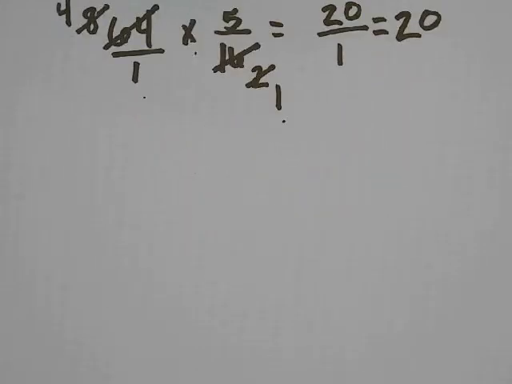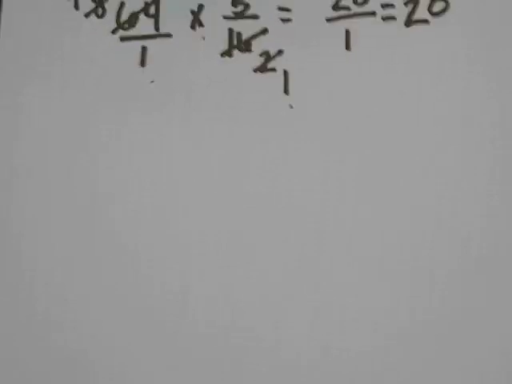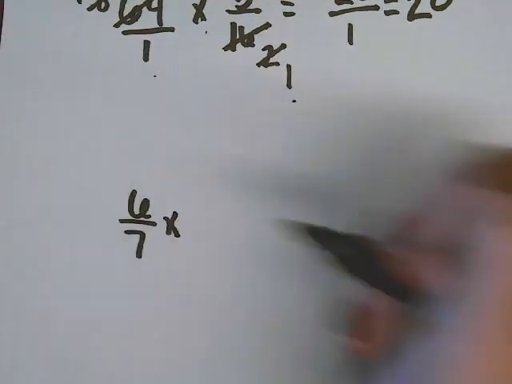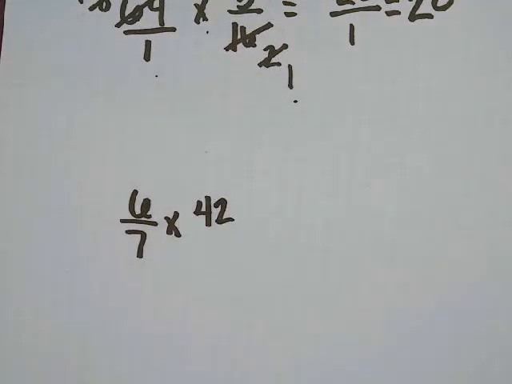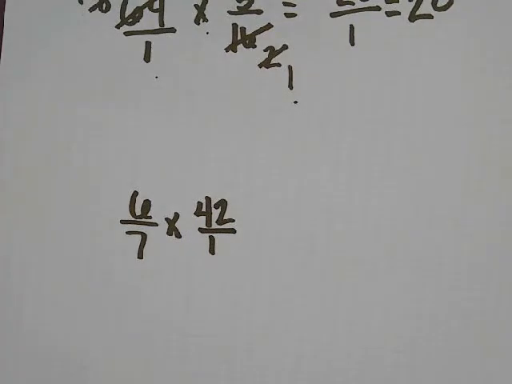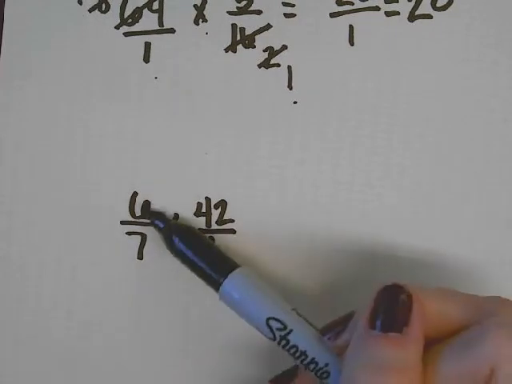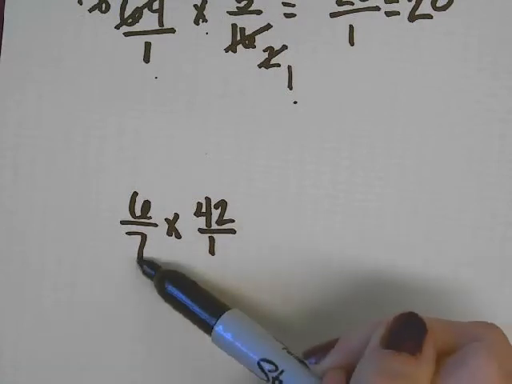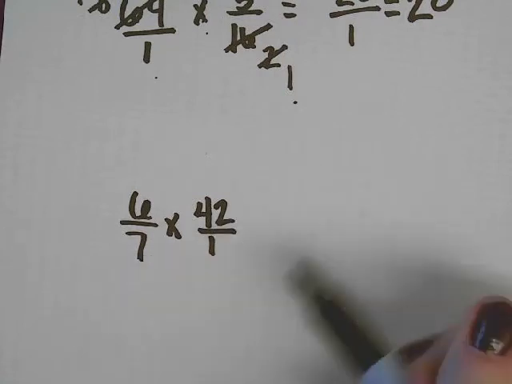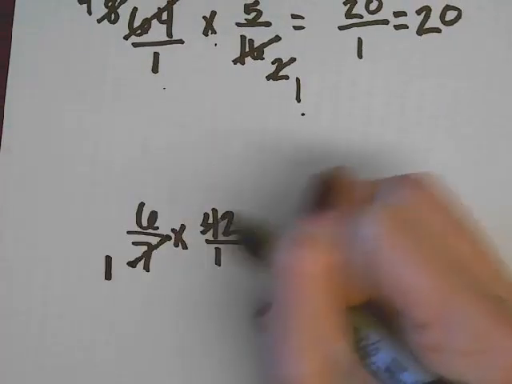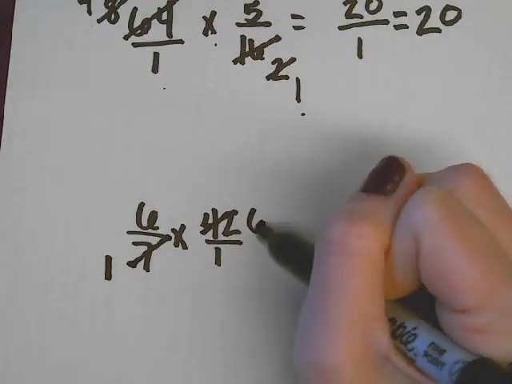The next one I'm going to show you is number 21. So for number 21, we have 6/7 times 42. Again, you can turn 42 into a fraction by putting a 1 under it. Okay? Next, you can simplify. You cannot simplify the 6 and the 1, but you can simplify the 7 and the 42. And I know that 7 goes into itself, and it also goes into 42. So 7 divided by 7 is 1, and 42 divided by 7 is 6.